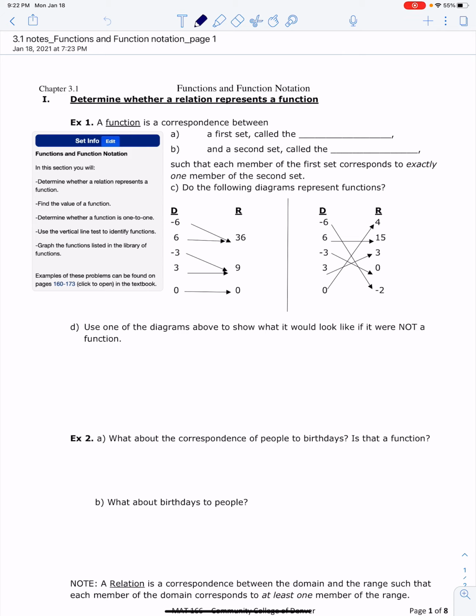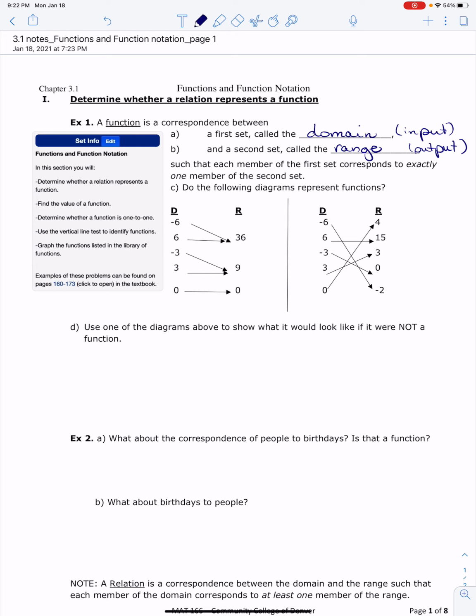Our first set, our input, is called the domain. And then our second set, our output, is called the range. So domain and range you want to be familiar with, because that you're going to be required to crank out all semester.